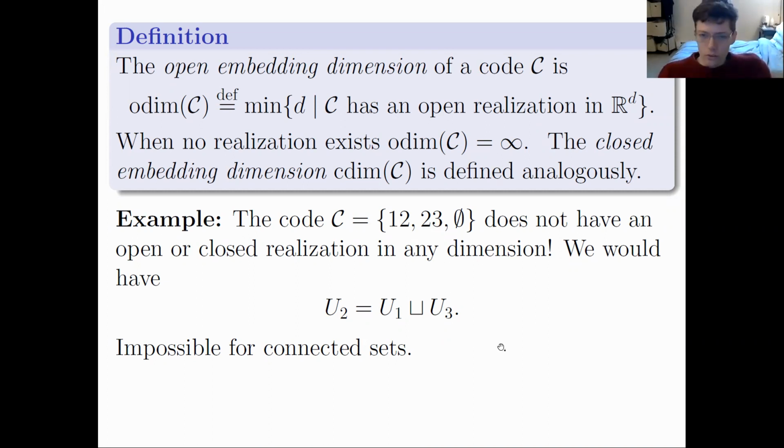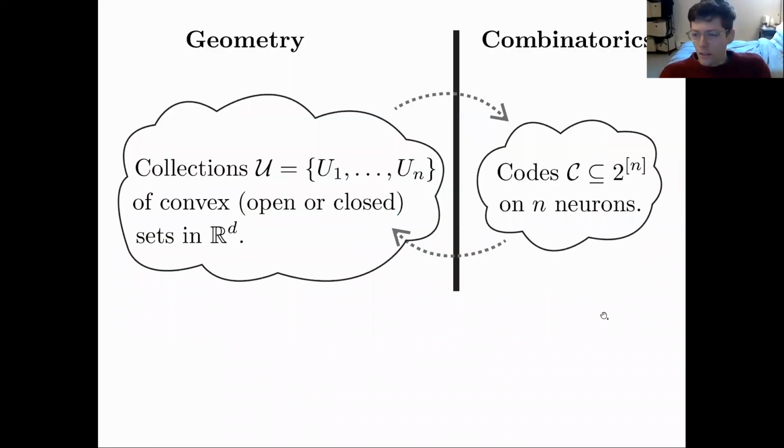Okay, so those are some kind of introductory examples. And the main thing we're going to look at in this talk is understanding these open and closed embedding dimensions for codes and sort of what's going on with them. And here's kind of the big conceptual picture we can have in the back of our head. We have our geometric objects on the left, our collections of convex sets. And then on the right, we have our combinatorial objects, which are codes. For any collection of sets, I know how to make a code. And for any code, I can try to draw a collection of sets, but that's a little bit more mysterious. It's harder to find. It's harder to go from right to left.